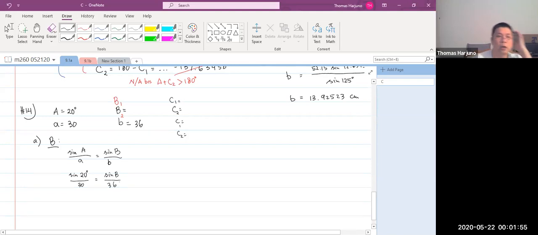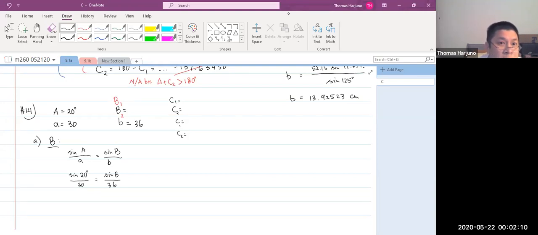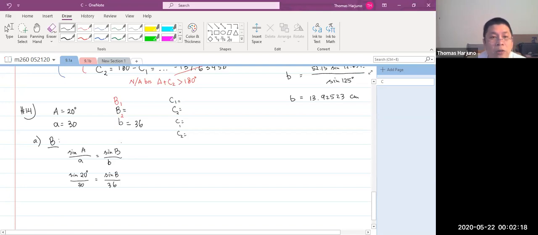By the way, because the sides are 30 and 36, we see that angle B has to be larger than 20 degrees. Does it make sense? Angle B has to be larger than 20 degrees because side B is longer than 30.